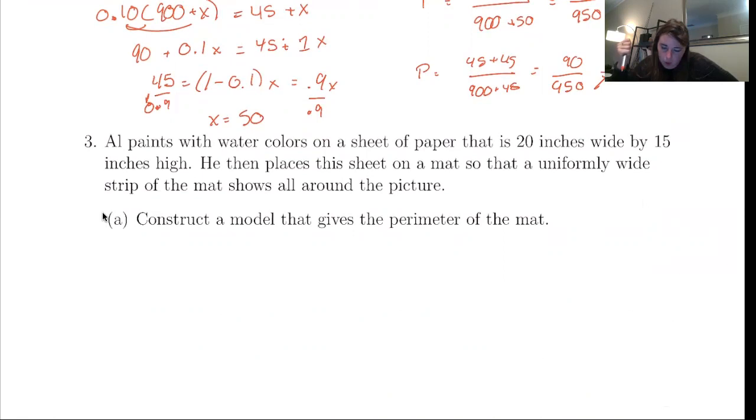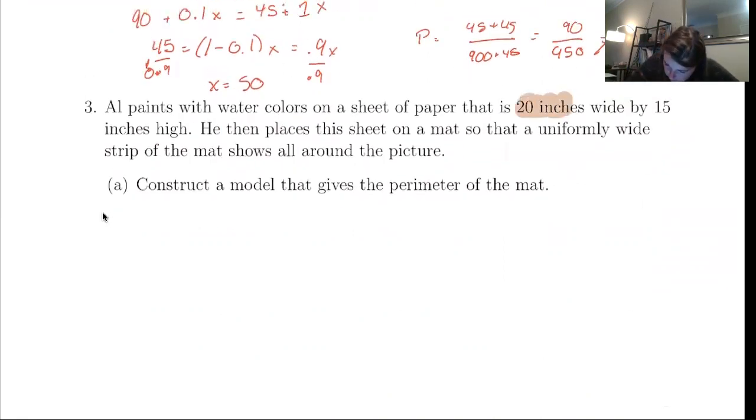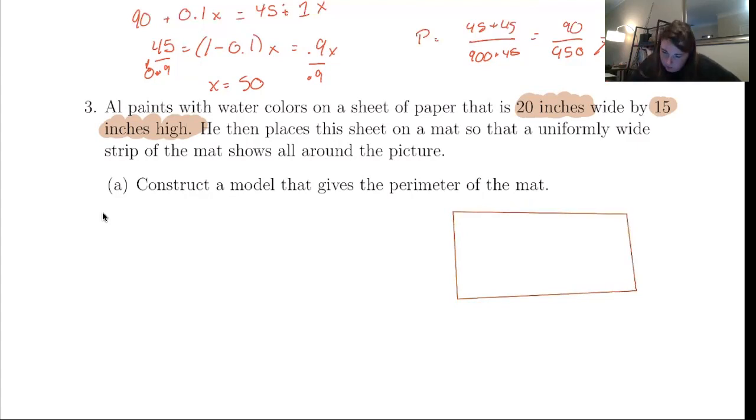So Al paints with watercolors on a sheet of paper that is 20 inches wide by 15 inches high. So let's draw this beautiful masterpiece. That's 15 and 20. He then places this sheet on a mat so that a uniformly wide strip of the mat shows all around it. Uniformly just means the same, like a uniform, everyone wears the same thing.